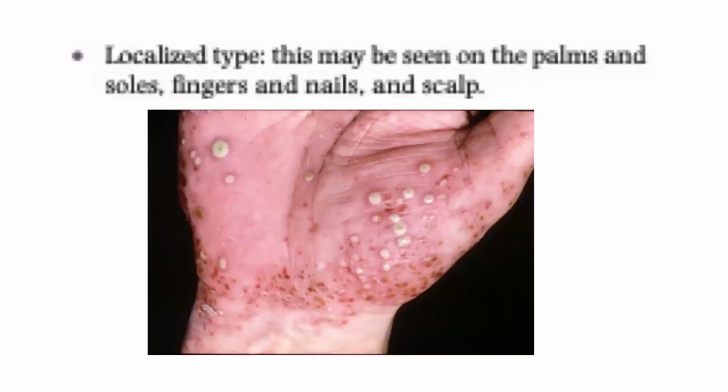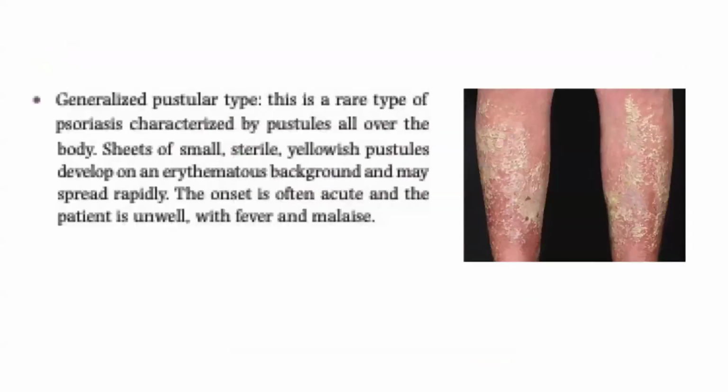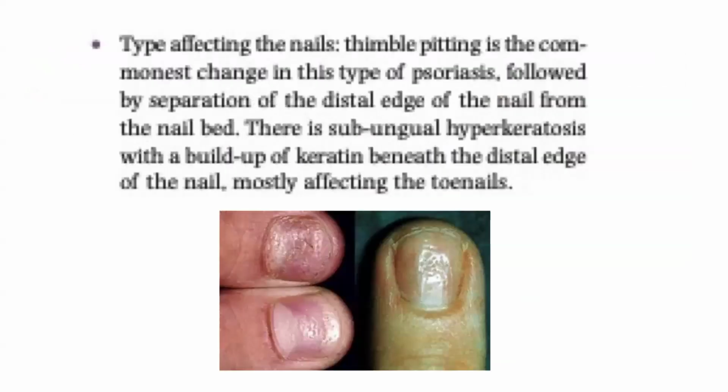Localized type may be seen on the palms and soles, fingers and nails, and scalp. Generalized pustular type is a rare type of psoriasis characterized by pustules all over the body. Sheets of small, sterile, yellowish pustules develop on an erythematous background and may spread rapidly. The onset is often acute and the patient is unwell with fever and malaise.